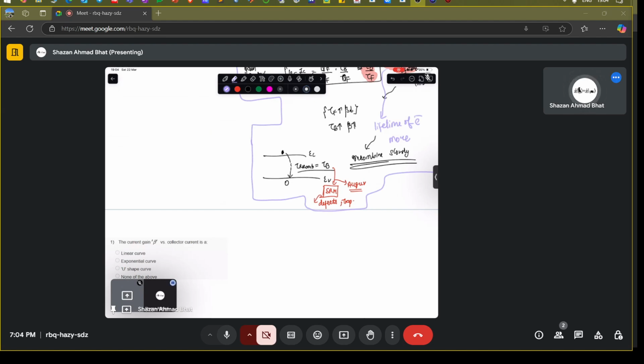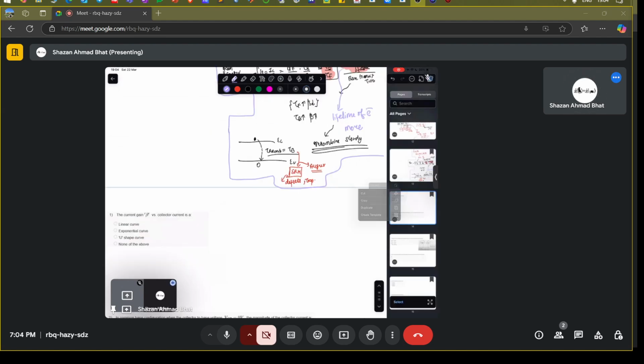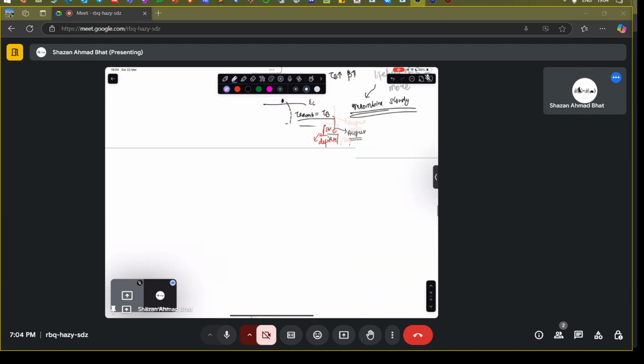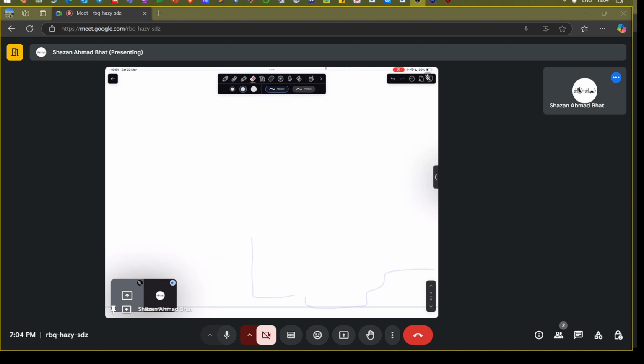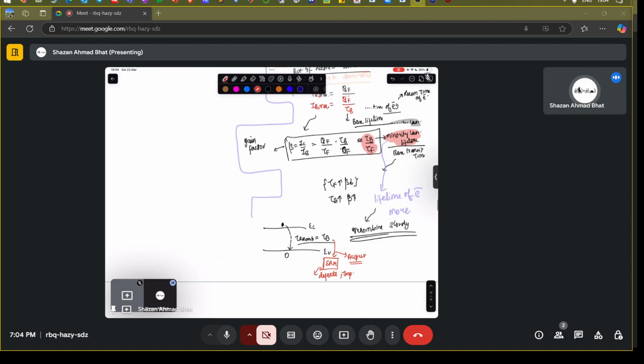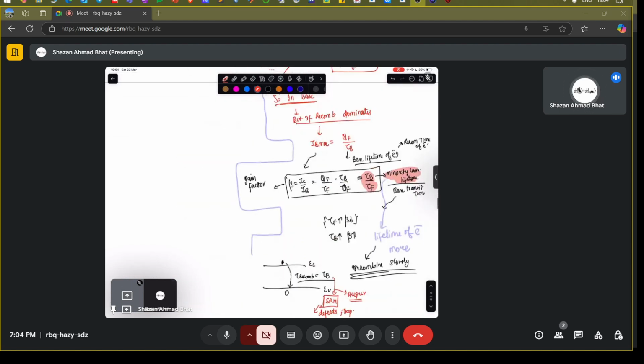Now, what else did we cover in this week? Going to the questions is a cakewalk if you have understood this. Then we also covered the small signal model of this BJT, which is called the hybrid pi model. Just give me a moment.